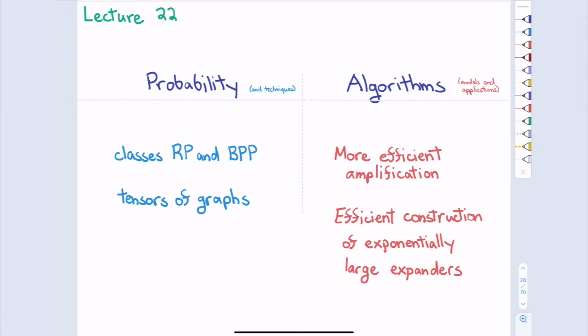So what we're going to talk about? Well, I'll do a little bit of complexity theory at the beginning, talk about these classes, RP and BPP. But really the class is about doing more efficient amplification. I'll explain that in a moment. And we'll have to also make expanders again, actually even bigger than last time. It should be doubly exponentially large. But anyway.